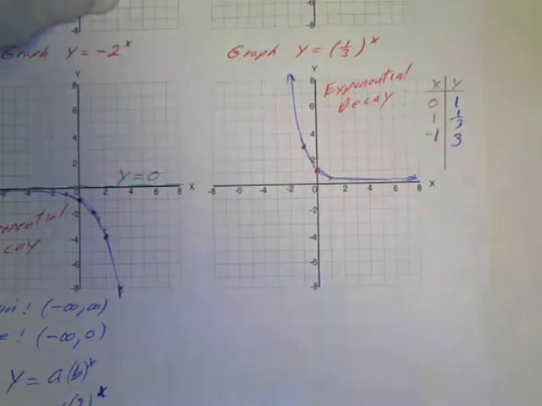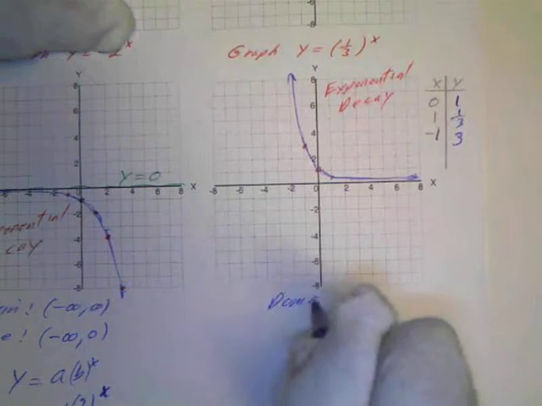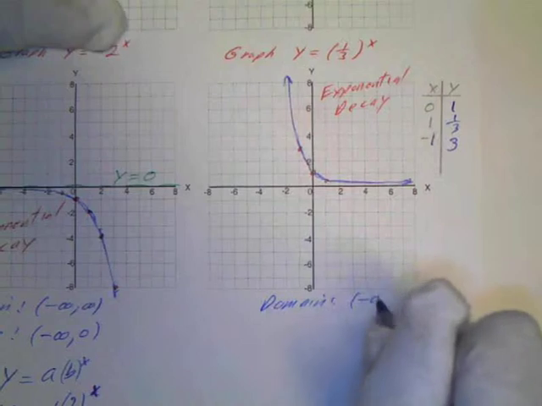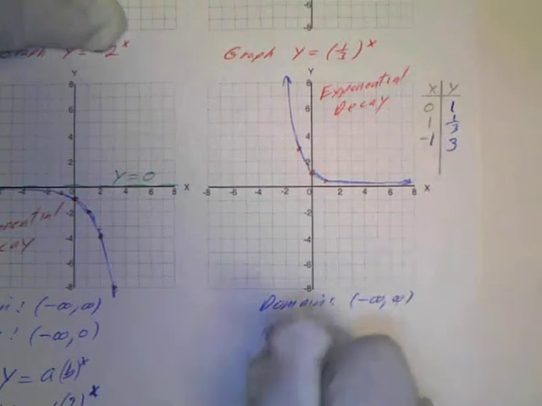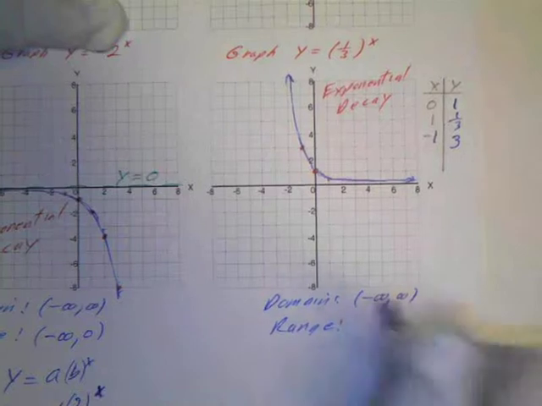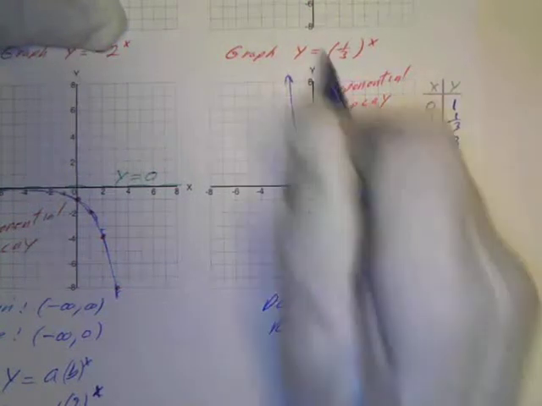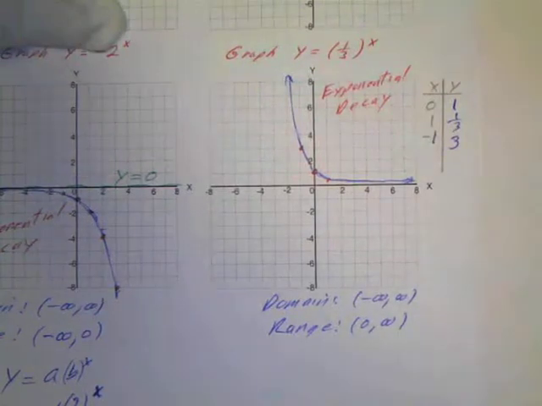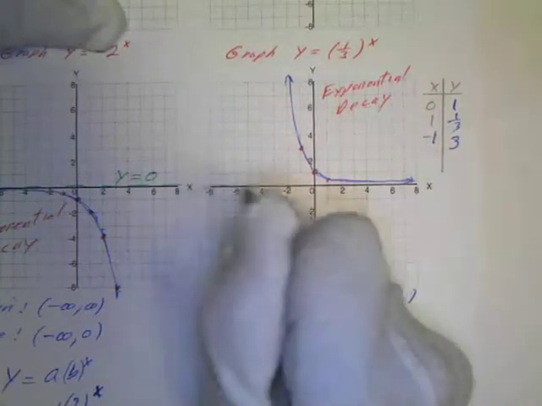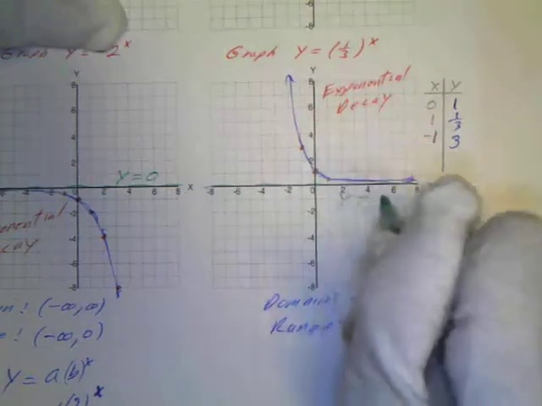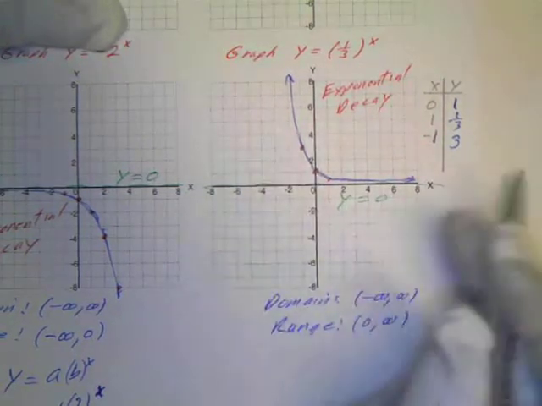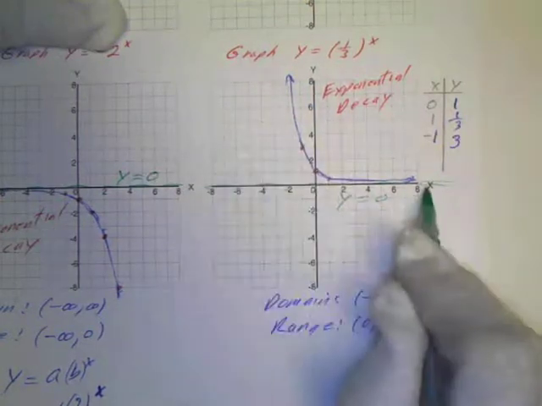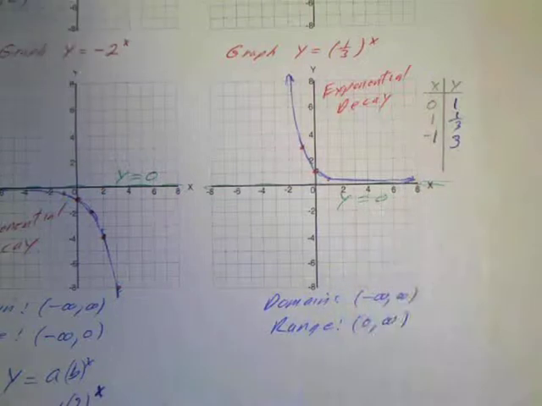And the domain of this function looks like it's going to be negative infinity to infinity. And the range looks like I'm going from 0 up to infinity. And the horizontal asymptote, again, is this line y equals 0. The graph gets closer and closer to 0, y equals 0, which is the x-axis, but never touches it. So it's decaying, it's getting smaller and smaller and smaller. Okay?